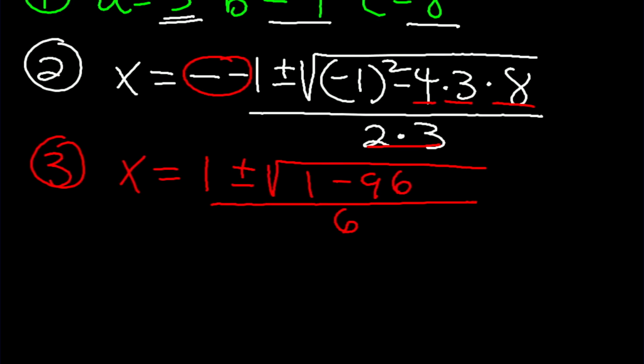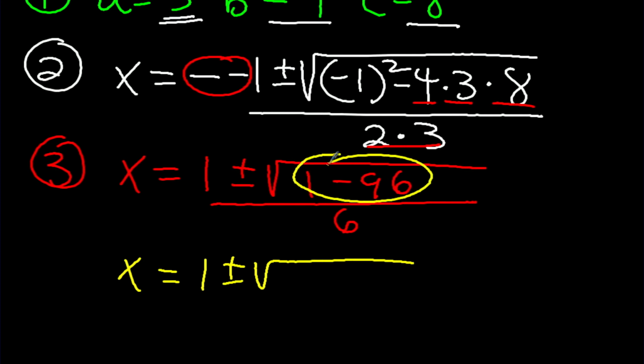Once I start my simplification process, I continue to simplify as much as possible. So my next step, x is going to equal 1 plus or minus the square root. And now I take care of this portion on the inside. 1 minus a negative 96 is a negative 95, divided by 6.